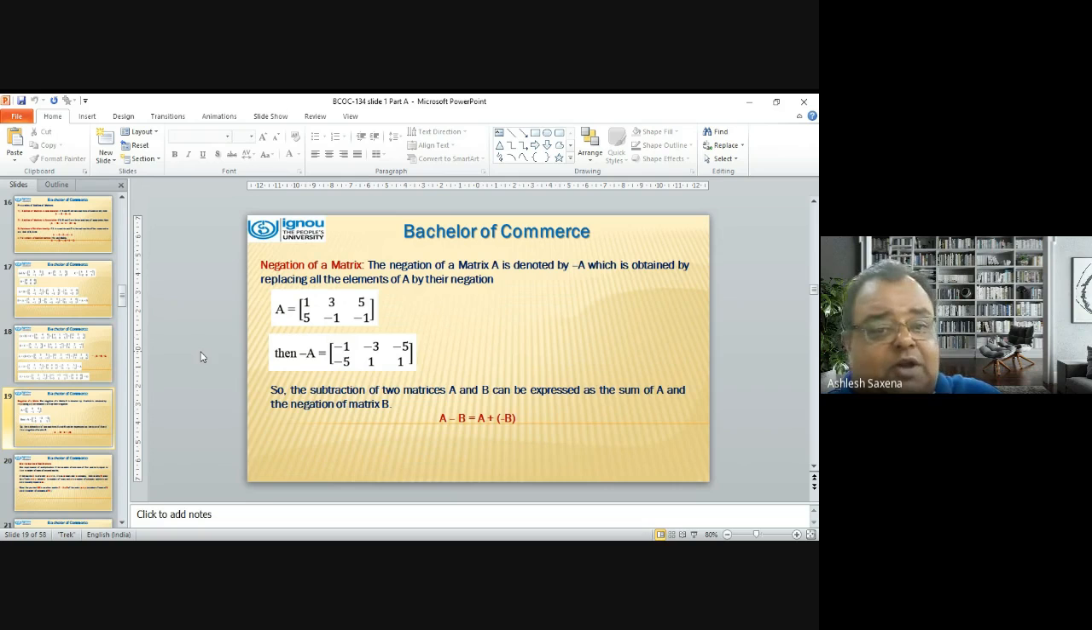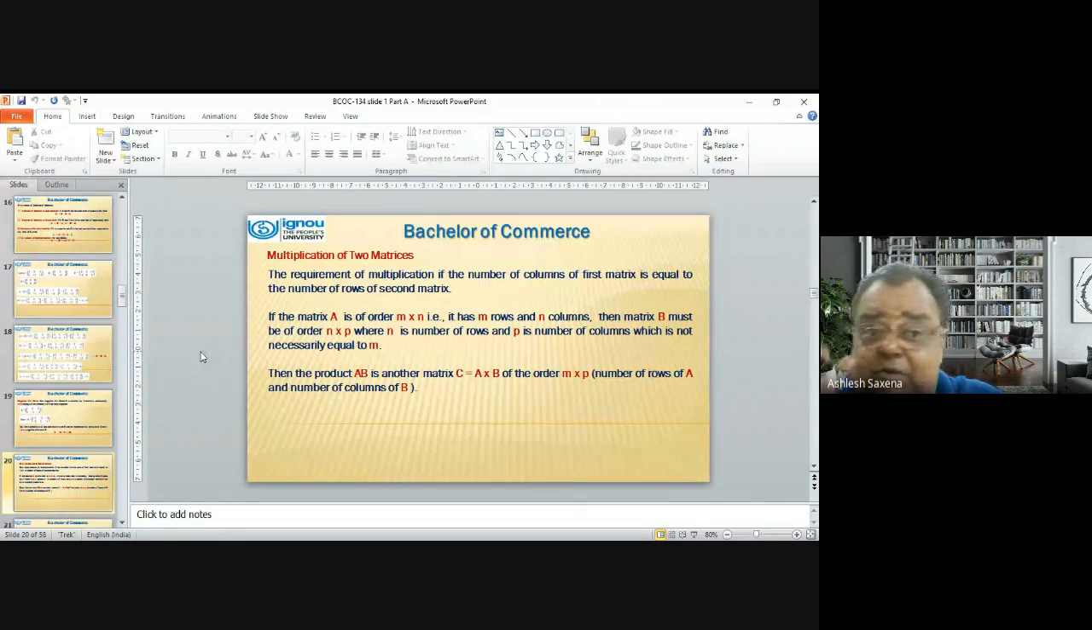Now comes your negation of a matrix. Negation is basically multiplying all the elements by minus 1. Now, if we talk about subtraction of two matrices, no doubt mathematically it is A minus B, but we can do one thing, A plus minus B. It is basically for knowledge purpose. We don't change the signs.